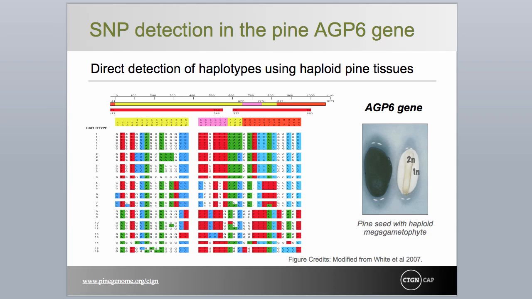Conifers enjoy a biology that makes direct detection of haplotypes possible. For most diploid organisms, inferring the haplotype is a technically and statistically difficult task.